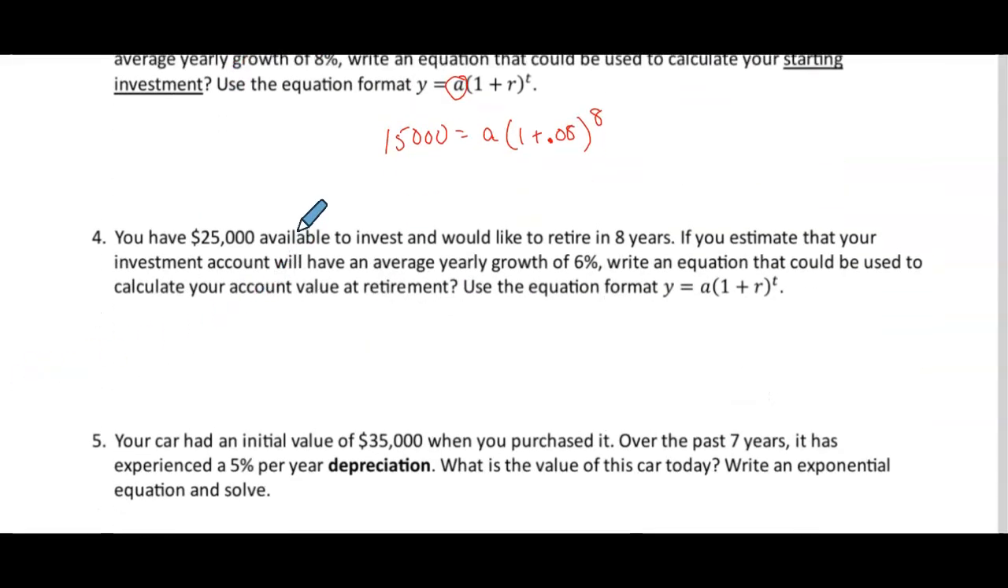All right, you have 25,000 available to invest. That sounds like a starting amount to me if it's going to be invested. You want to retire in 8 years, so that would be your time. You estimate that your investment account will have an average yearly growth, so this would be your rate, and so we can put in all the things we know, right? We don't know the goal, we don't know the total amount at the end, so we'll leave that as y. I want to put the 25,000 after the equal sign, 1 plus 0.06 for 6%, and then 8 years.